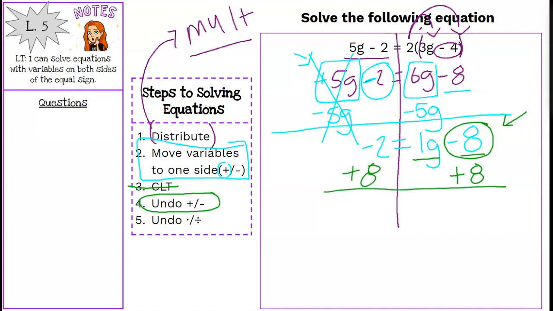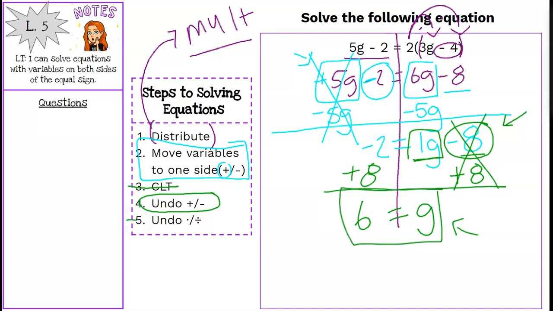Negative 2 plus 8 is 6 equals 1g, which is really the same as g, comes down, and then negative 8 plus 8 is nothing. So now if we look, our variable is all by itself, which means we are done. We don't have to undo multiplication or division because our variable is already by itself. So g equals 6. That's all of your notes for today. Go ahead and move on into the practice.